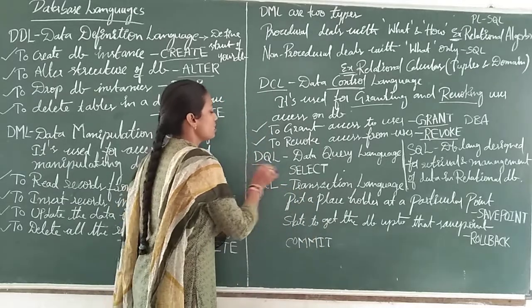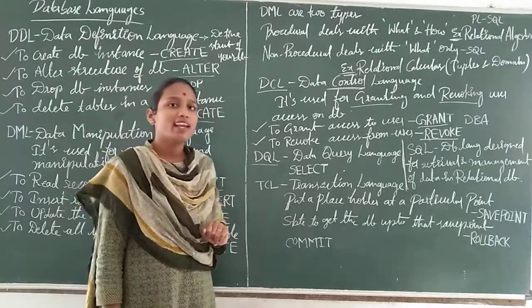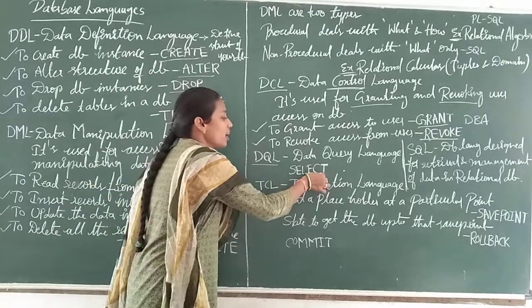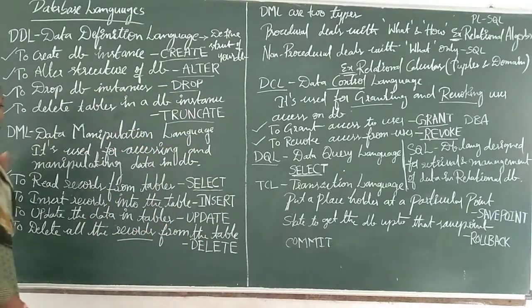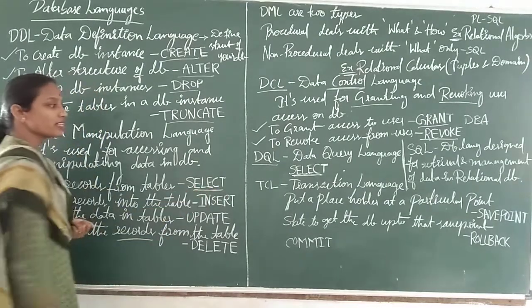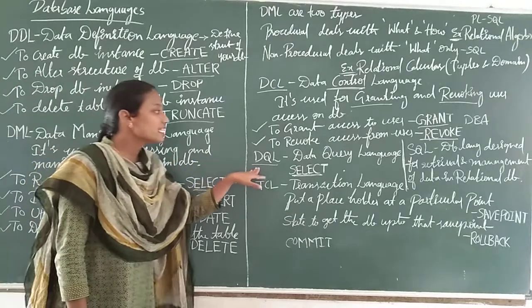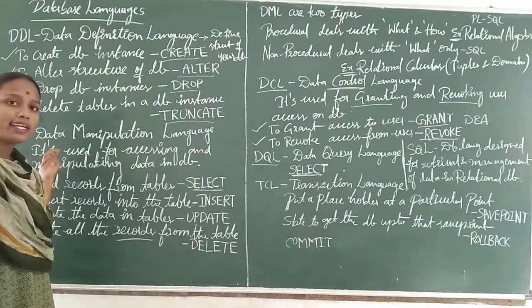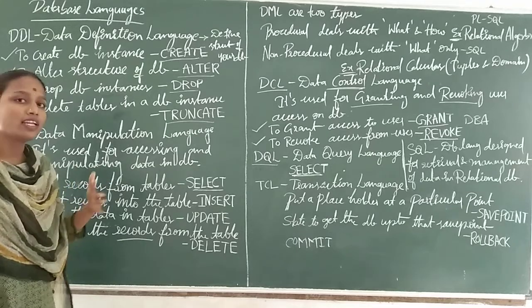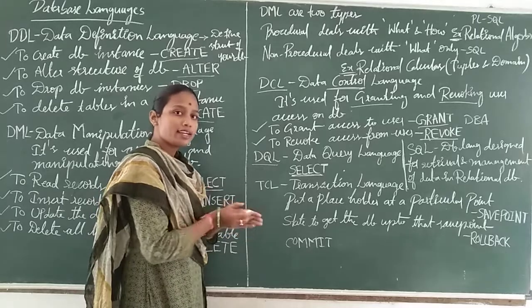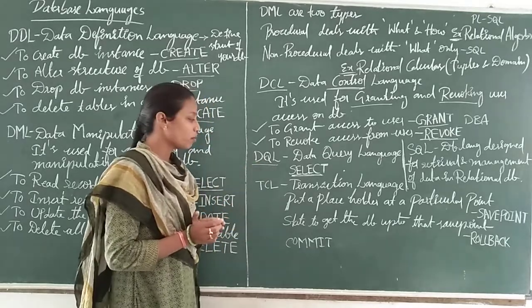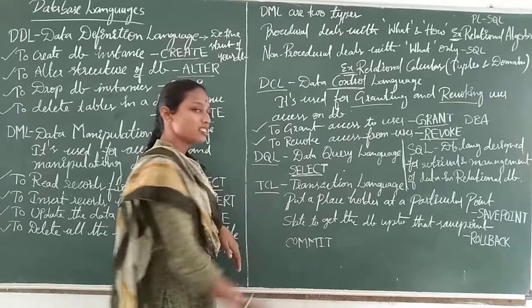The next one is DQL, data query language. Here you observe that we have the select command in DQL, and it is also in DML, data manipulation language. So DQL is under DML. With the help of the select command we select the data in the database system. And the last one is TCL.